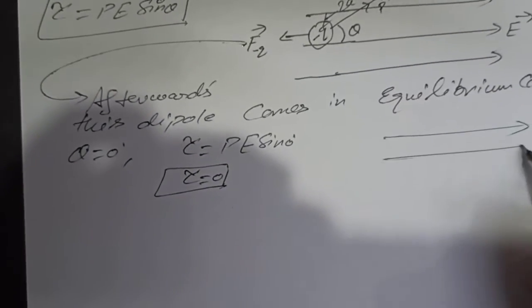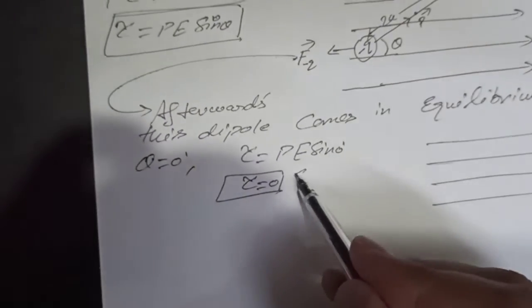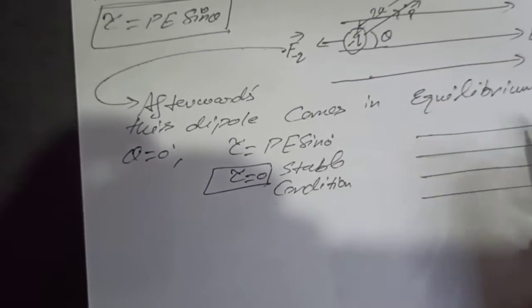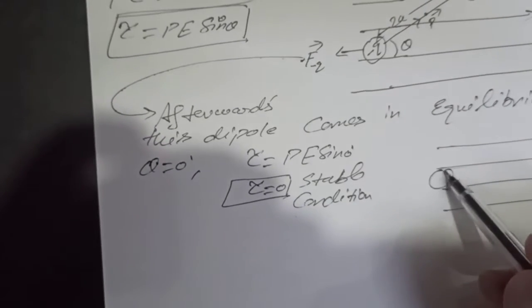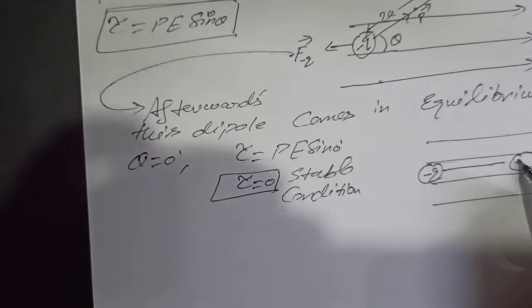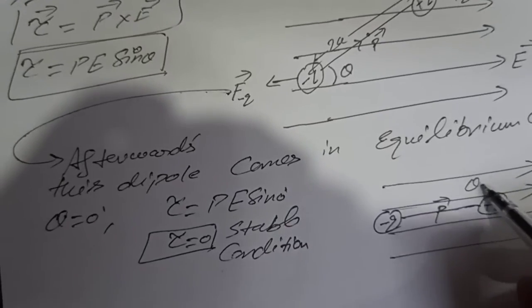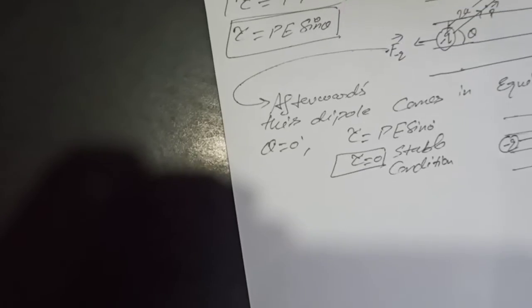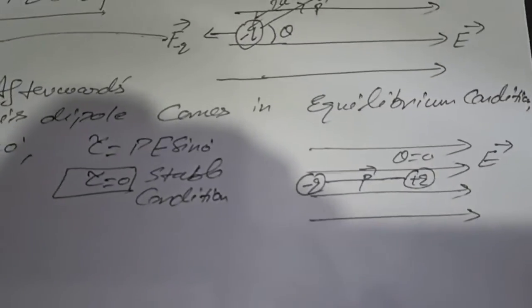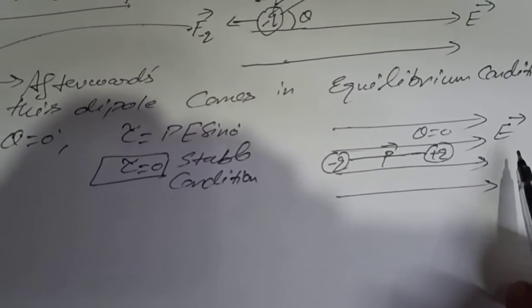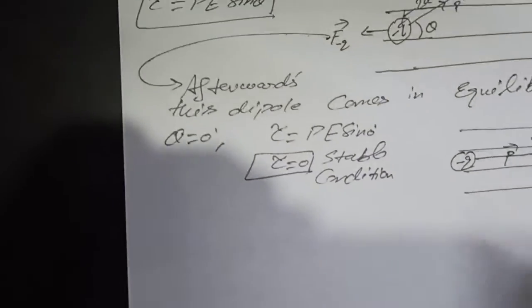It means that it is a stable condition. So this is the electric field, and here is minus and here positive, and this is the dipole moment, and here theta is 0. If you write down the unstable situation, then the dipole moment is reversed to the electric field, that is theta is 180 degrees.